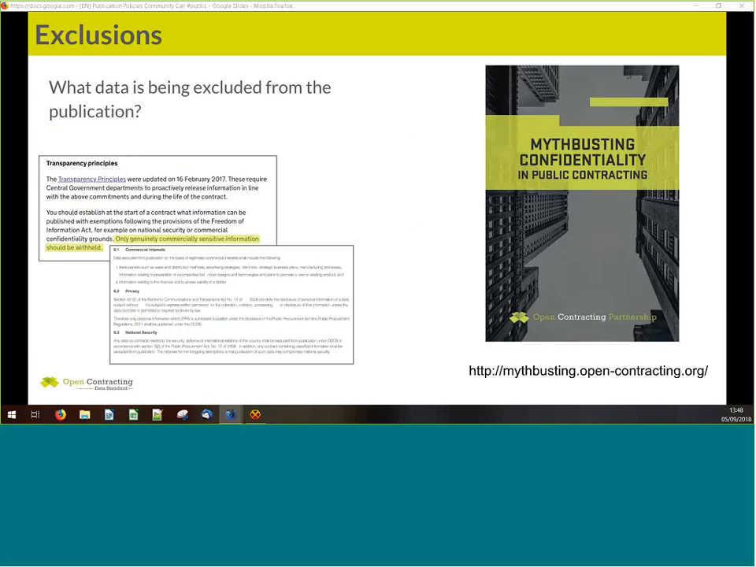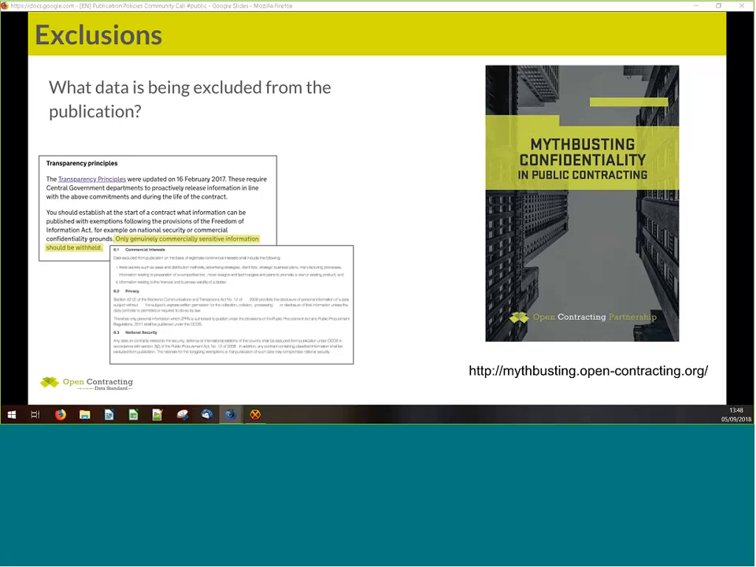Both of the policy examples on the left here mention commercially sensitive information as an exclusion from the open contracting data, but it should be noted that should really only be limited to genuinely commercially sensitive information. So it's not a catch-all exception, but rather it's a narrow exception about specific pieces of information in specific documents which are considered commercially sensitive, rather than a blanket catch-all of we won't publish any contracts because they are commercially sensitive.